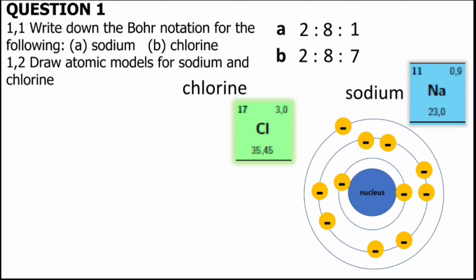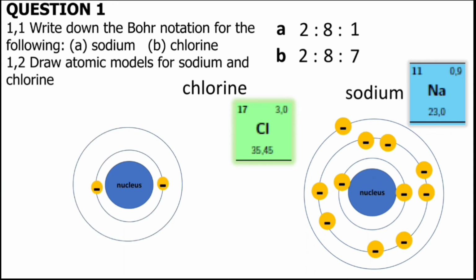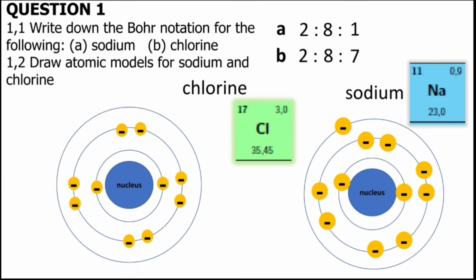For chlorine, just follow the Bohr notation again. First orbital, 1, 2 electrons. Next orbital, 8. 1, 2, 3, 4, 5, 6, 7, and 8 electrons. Last orbital, 7 electrons. 1, 2, 3, 4, 5, 6, and 7. I've drawn the atomic model for chlorine. Okay.